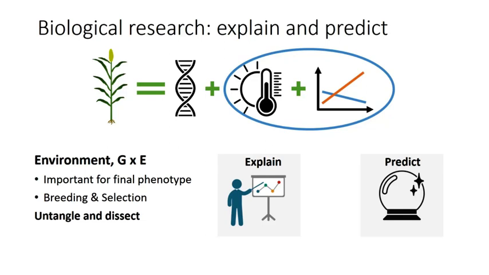There are components for environment and the G by E. Not that much study has been done compared to the genetic side. But these components are important for the final phenotype. And it's especially important for breeding and selection, because if the phenotype keeps changing across different environments, how can you select the best individuals? So we would like to untangle and dissect this problem, and we may explain it. We may use what we found to do better predictions.